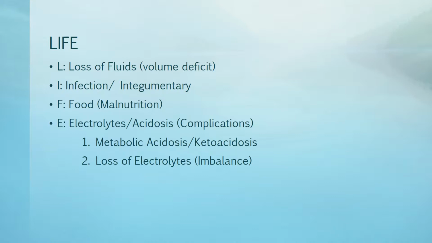Then we have the E for electrolyte and acidosis, and this is primarily what we're going to focus on today because these are the complications. You already discussed the standard disease process in your previous terms, so I just wanted to give you a good overview, but now I'm going to start gearing into the disease processes that we're going to talk about today. So with the E, I said it's electrolyte slash acidosis. We can break it down to metabolic acidosis with ketoacidosis.